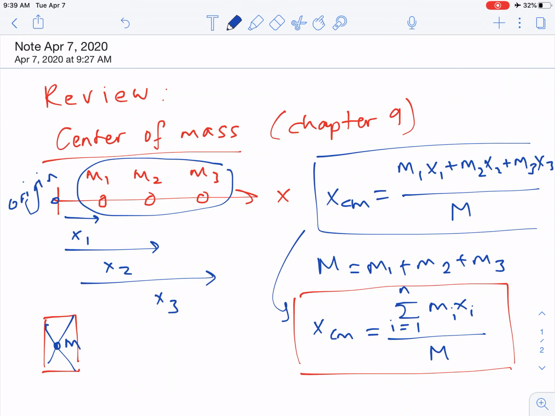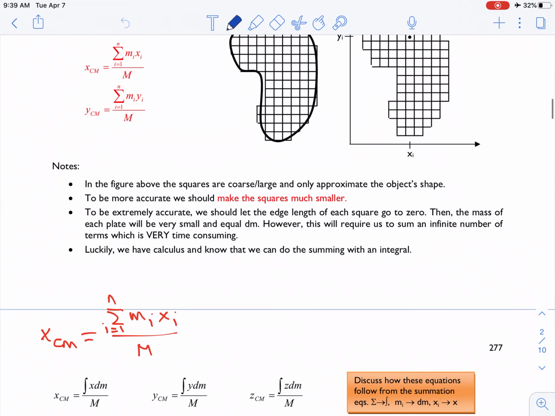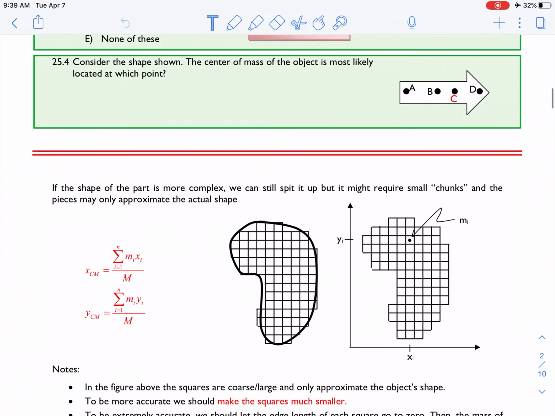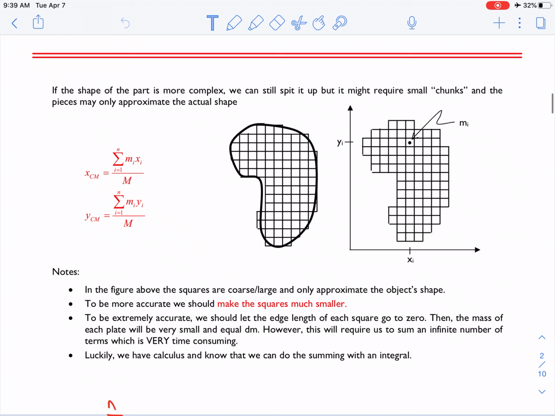Okay. So next, I'm going to go to the class file, and there are several multiple choice clicker questions that you need to do.